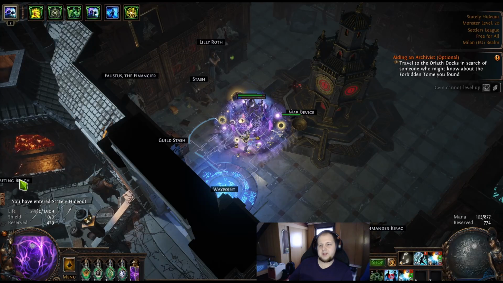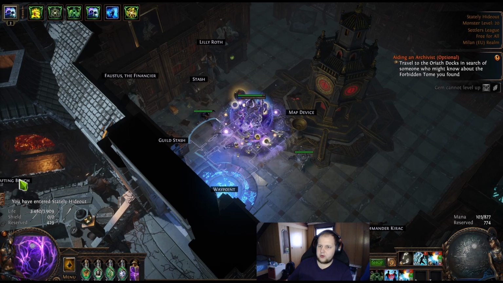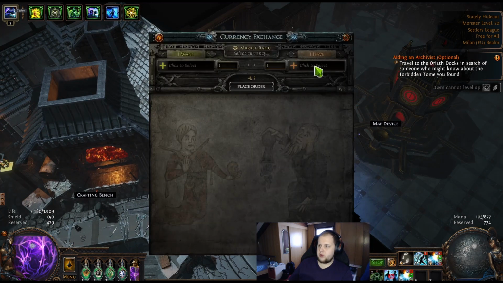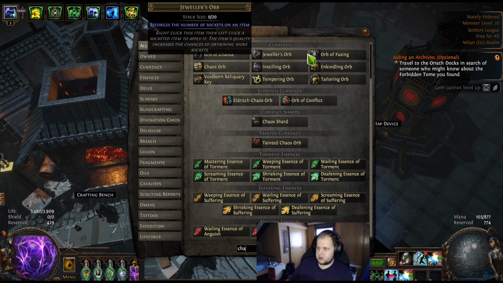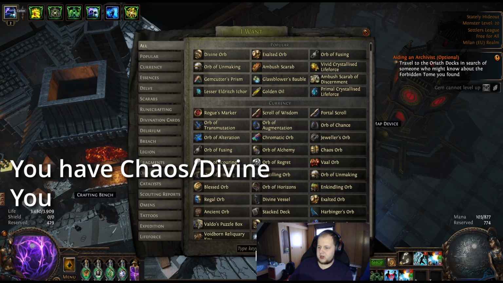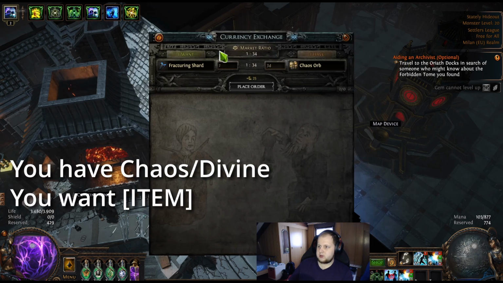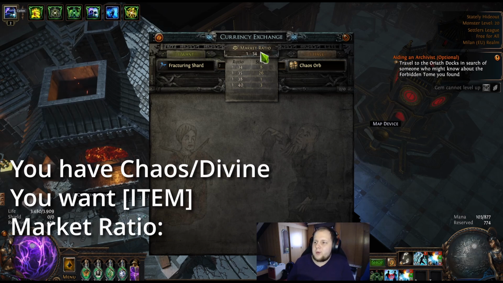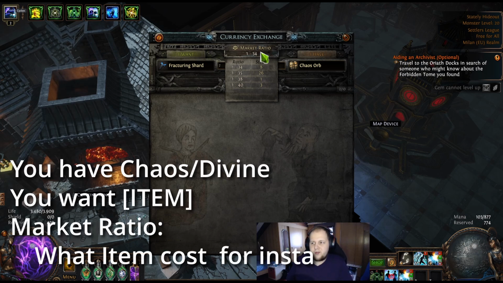Hey, I'm Cyclin. Today I want to share with you how you can get the best prices for your items with Faustus Currency Exchange. Normally what people do is, okay, I have chaos and I want an item. Then they see the market ratio up here and see, oh, if I want to buy this, I need to spend 30 chaos.